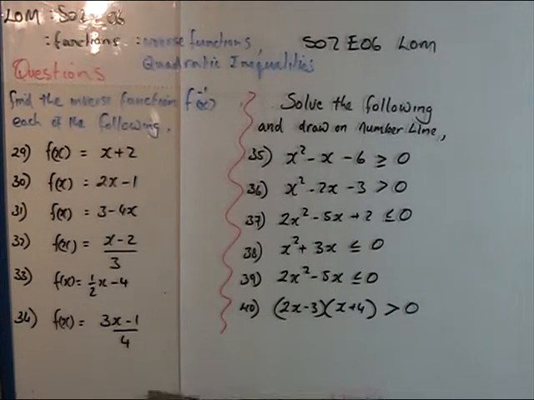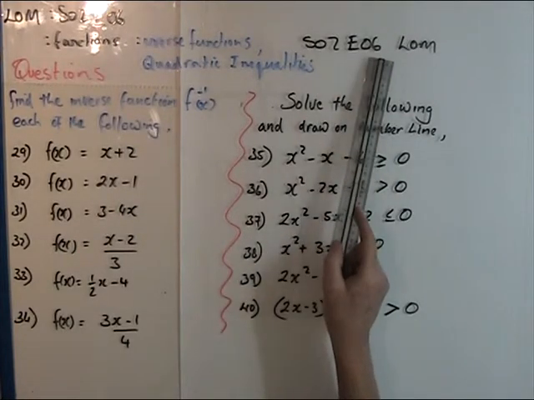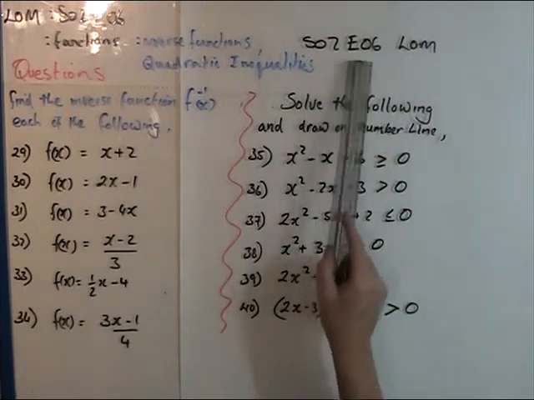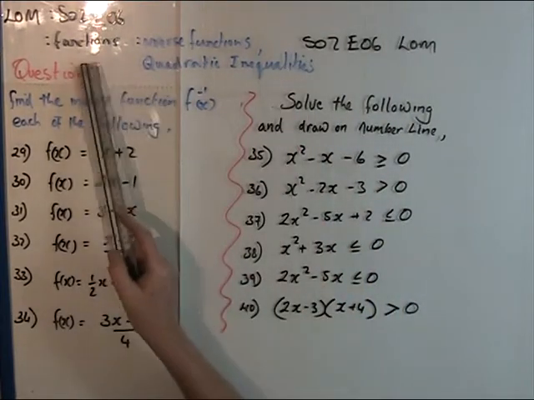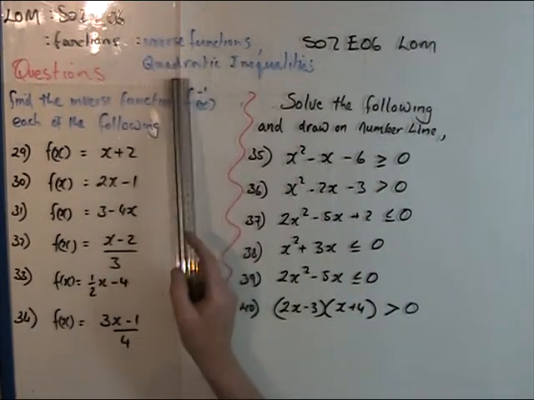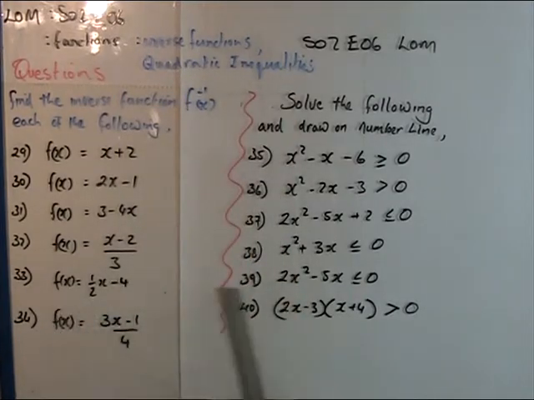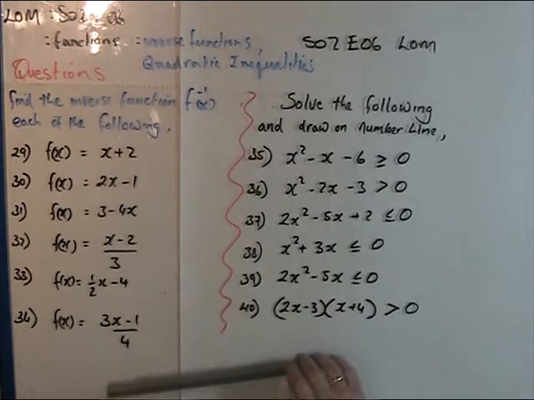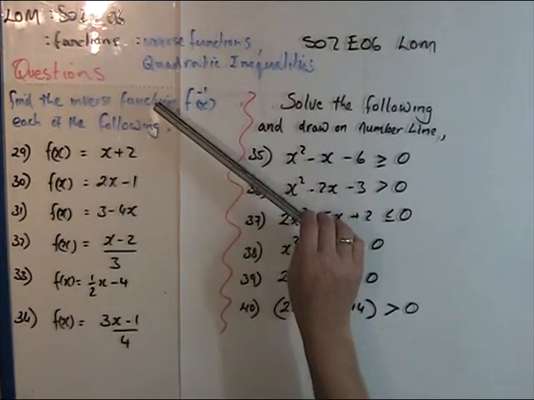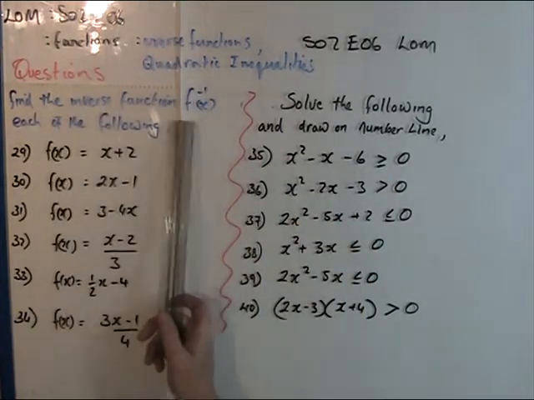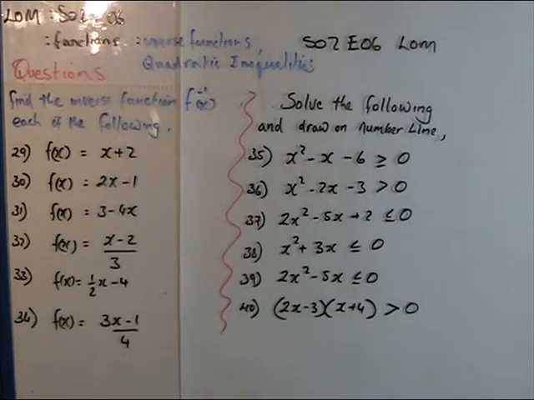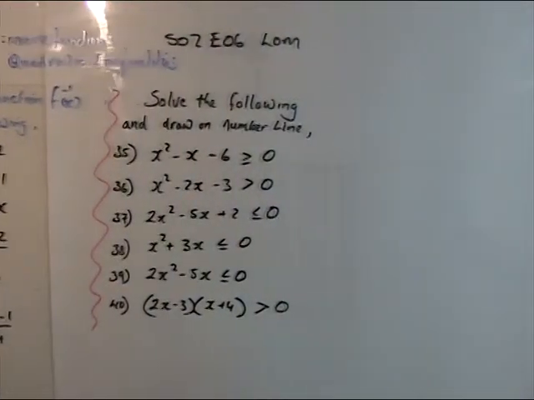Today is Series 2, Episode 6, Leaving Cert Ordinary Level Maths, LOM. That's the code for it. We're doing functions, inverse functions and quadratic functions. I'm not going to go through these exercises at the moment; I'll go through them afterwards. They ask you to find the inverse function of each of the following, and solve the following and draw on the number line. Quadratic.